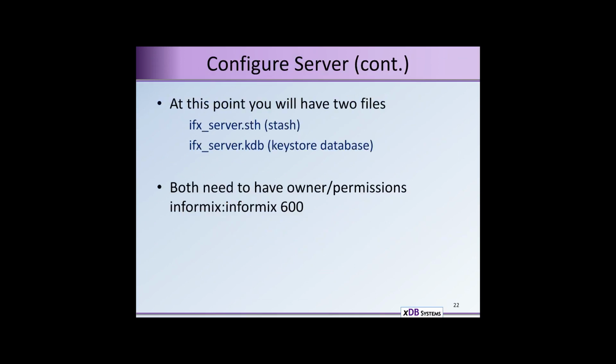All right. At this point, we'll have two files, ifx_server.sth, which is our stash file, and .kdb, which is our key store. We want to make sure these are both owned by informix and set to 600. These are our private keys. These are the keys to the kingdom. We don't want anyone else having access to this.